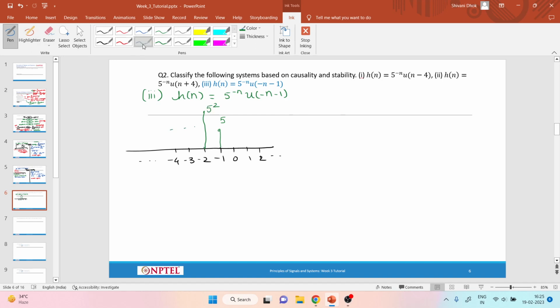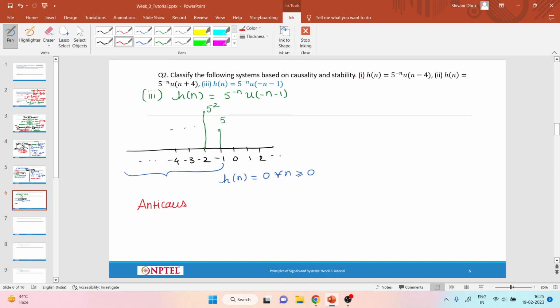So now we can observe that this system has non-zero values for all the values of n which are negative. That is, I have h of n equal to 0 for all n greater than or equal to 0, which means that this system is anti-causal.